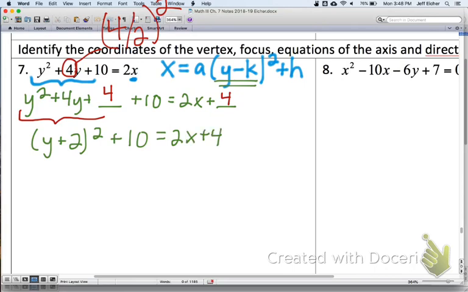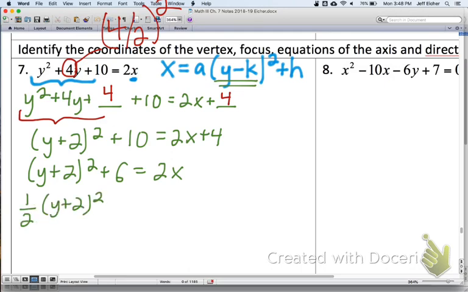Okay, so now let's move everything from the right side to the left side. Get x all by itself. Subtract 4 from both sides, so that gives us this. Plus 6 equals 2x. And then divide both terms by 2. The first term will just be a 1/2, (y plus 2) squared. And then 6 divided by 2 is 3. So here is our standard form.